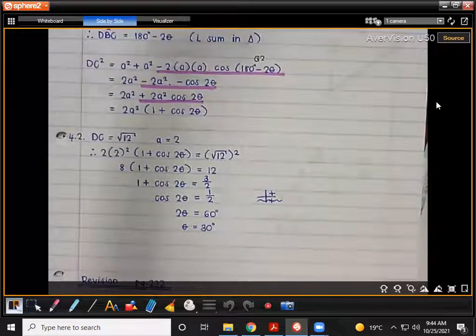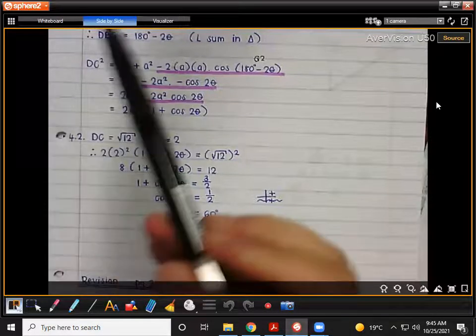All right, that's why they're giving you that information. That's why they're not just saying, write an expression for DC squared. Because they want you to actually use that whole expression in 4.2. Okay, so I use that expression.